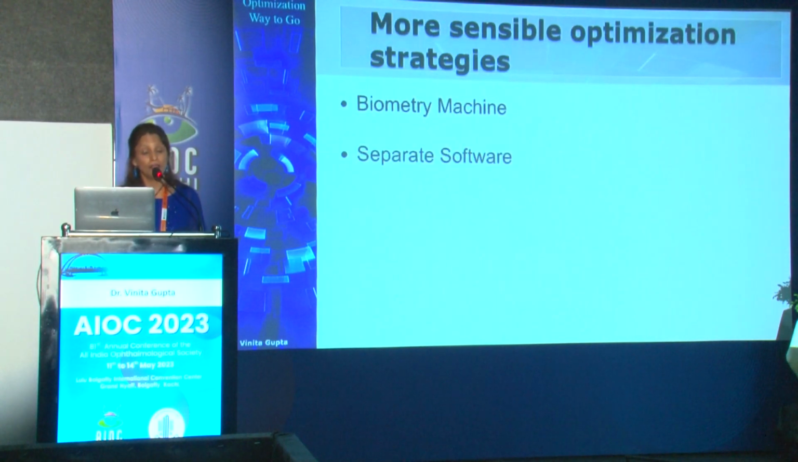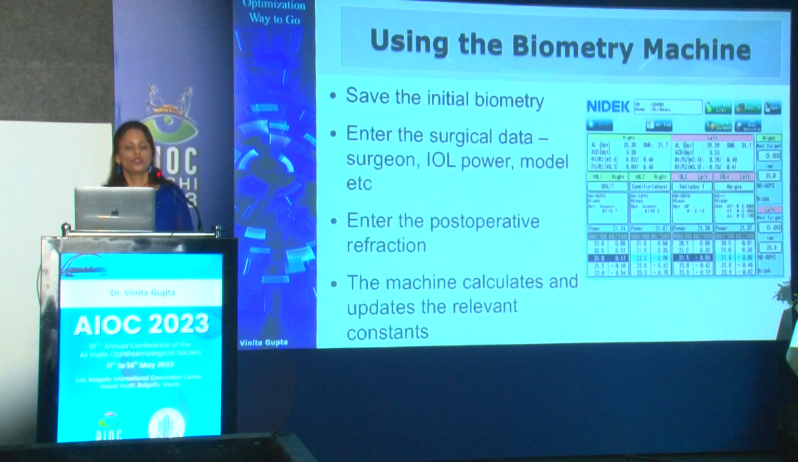So what do we have available next? We have more sensible optimization strategies, which is using the biometry machine itself or using separate software. So now what do we do? A biometry machine will give you this option. You can save your initial data in your biometry machines, enter the additional parameters which you require for optimization, that is your surgeon name, the IOL power, the model used, enter the postoperative refraction, and the machine will calculate this for you and update the relevant A constants. Again, you will require those many cases for this to be done.